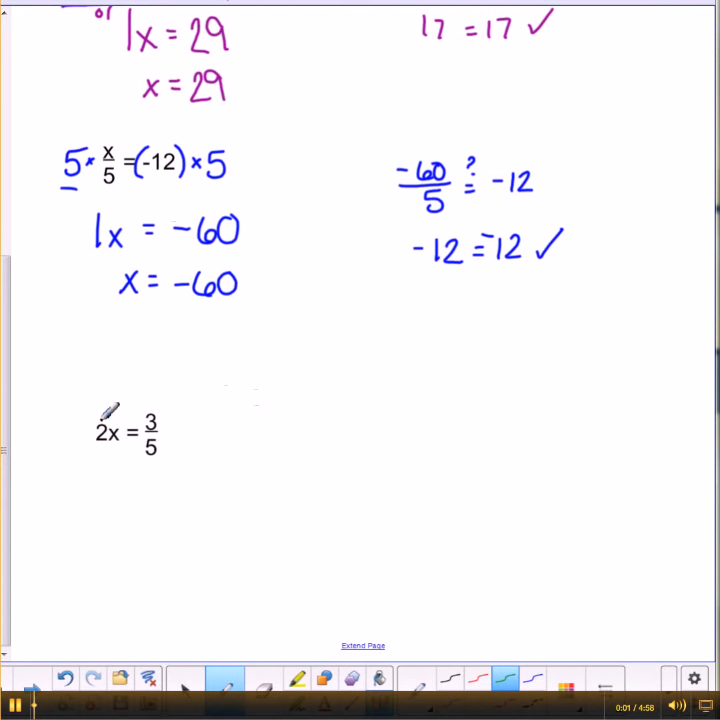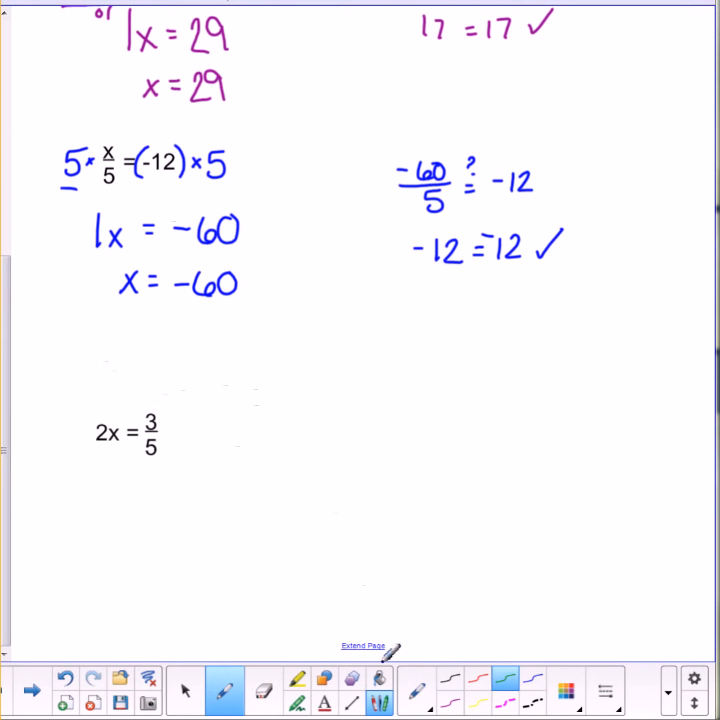Continuing on, we can see 2x equals 3/5. So 2x means 2 times x. The opposite of times is division, so we are going to divide by 2 on both sides of the problem. 2 divided by 2 makes 1, and that's where we get 1x.